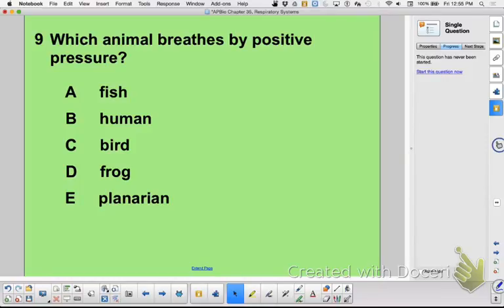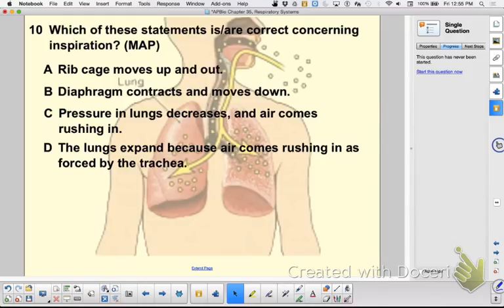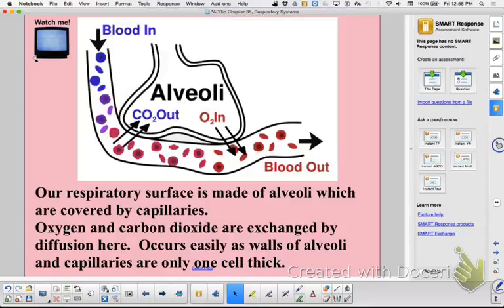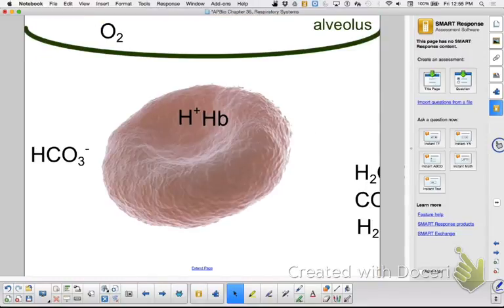Which animal breathes by positive pressure? Frog, good. Which of these statements are correct concerning inspiration? Do the rib cages move up and out? Yes. Diaphragm contracts, moves down? Yes. Pressure in the lungs decreases? Yep. Lungs expand because the air comes rushing in, forced by the trachea? No. Air comes rushing in, but not because of the trachea. Okay, I'm going to skip right to here.